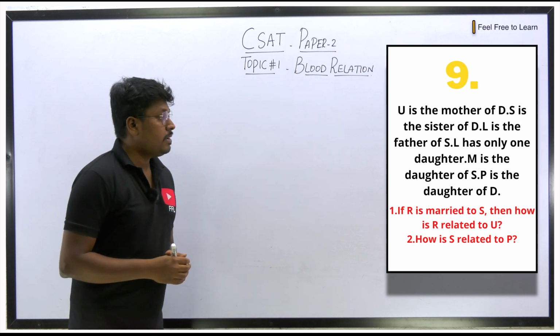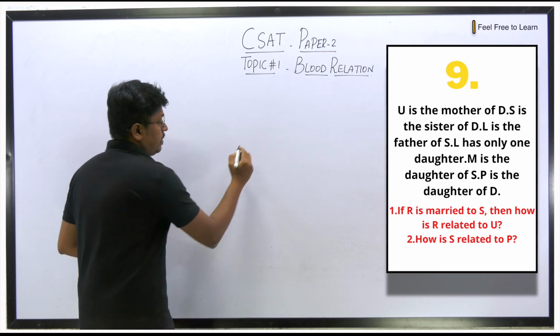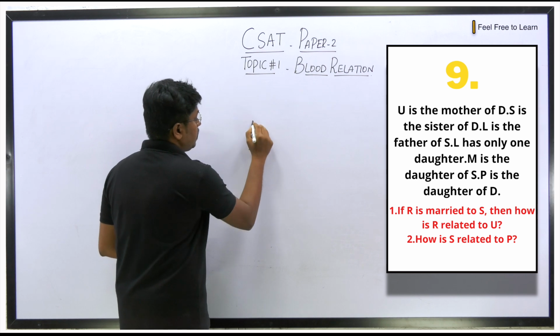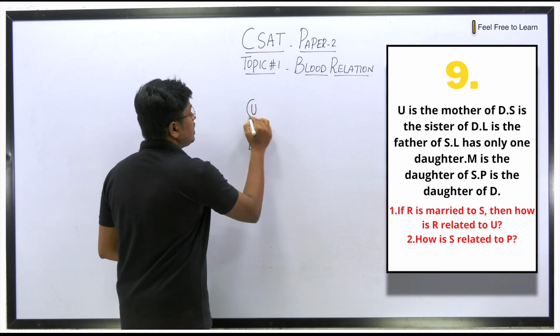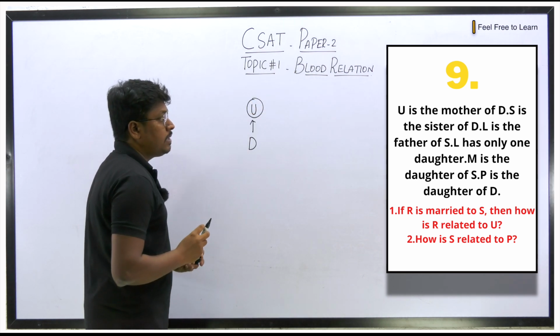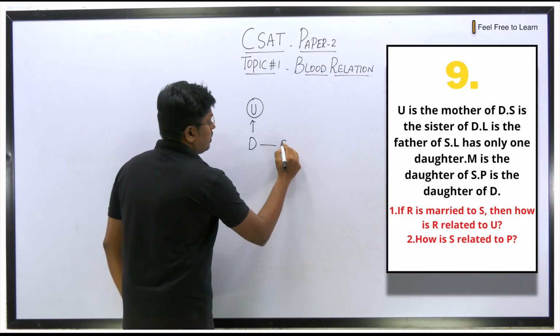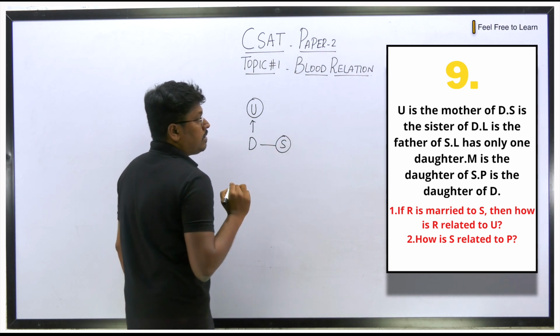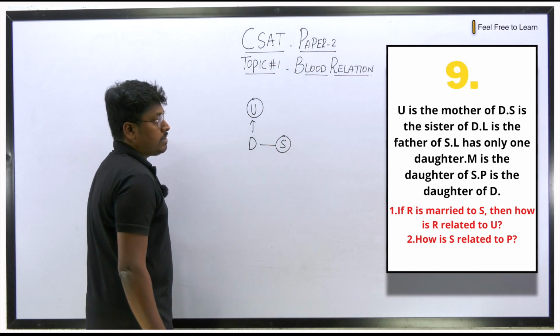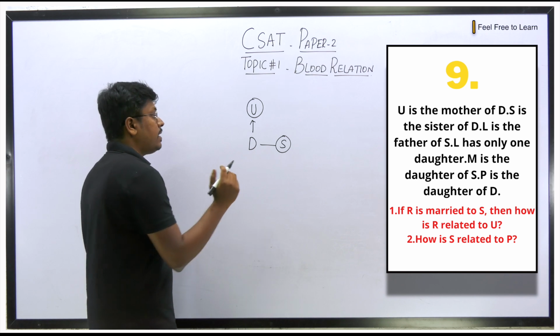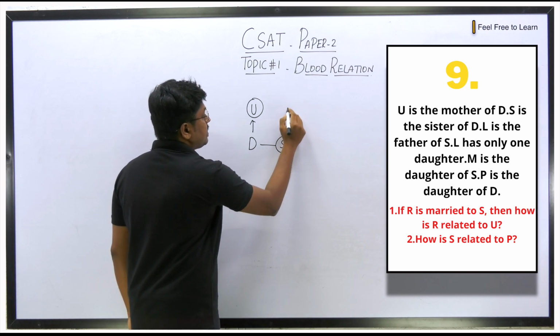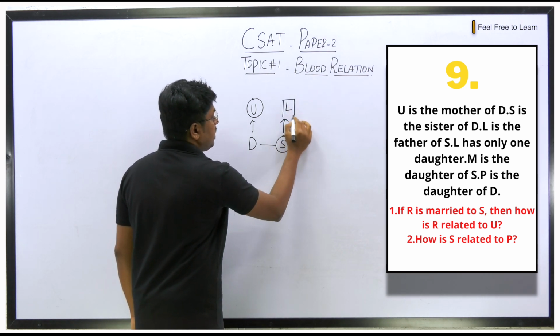Set number 9. U is the mother of D. So D's mother is U. If U is a mother, then U will be the female person. S is the sister of D. So D's sister is S. And L is the father of S. So S is calling L father. So if S is calling L father, then L will be the male person here.